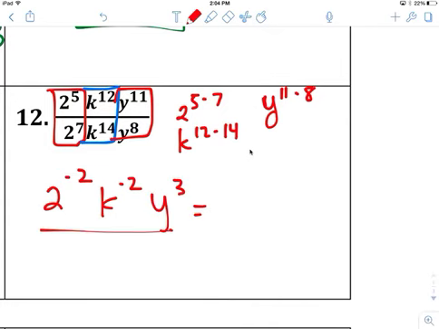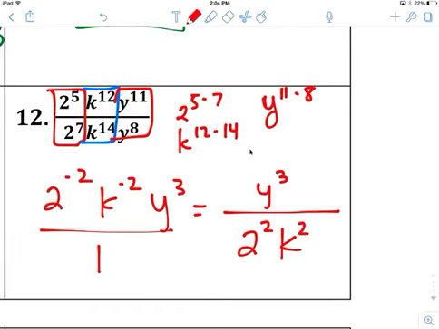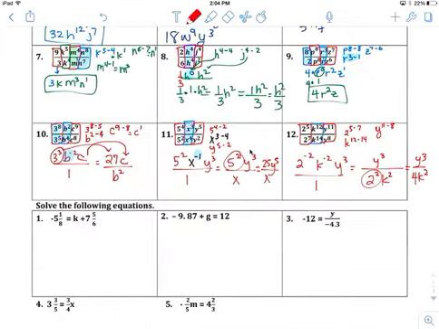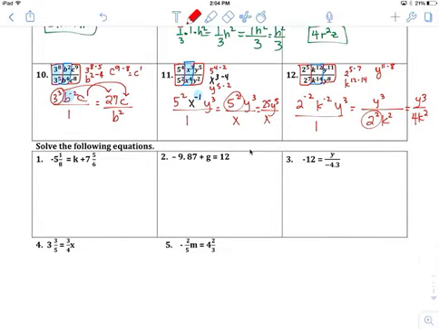Now all over 1. Which one stays on top? Y to the 3rd. 2 squared, k squared. That gives you, this can be 4, y to the 3rd, over 4k, like that, squared. Okay? That's how you do that one.